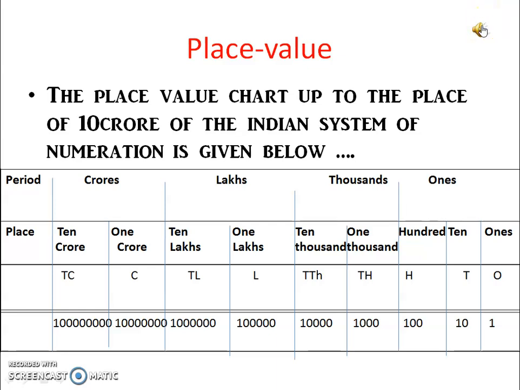Let's see the place value chart up to the place of 10 crore according to the Indian system of numeration. According to the Indian system, there are 3 parts in ones: 1, 10 and 100. Similarly, there are 2 parts under thousands, 1000 and 10,000. There are 2 parts in lakhs, 1 lakh and 10 lakh. And similarly, there are 2 parts in crores, 1 crore and 10 crore. And as you know, in these notations, O stands for ones, T stands for tens, H stands for hundreds, and so on.